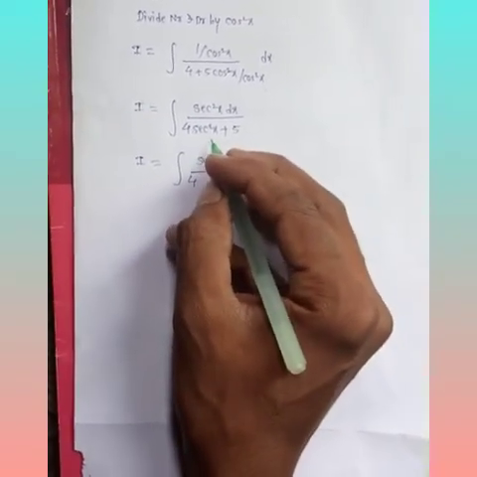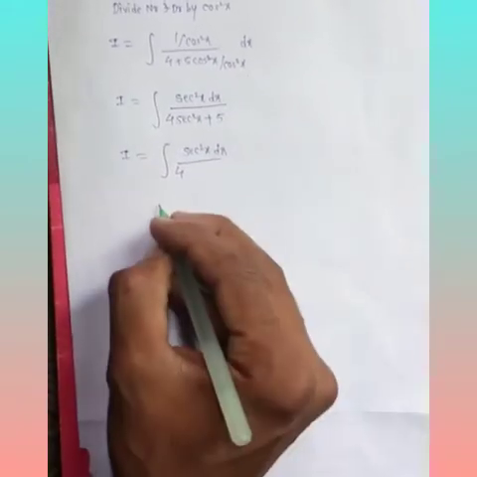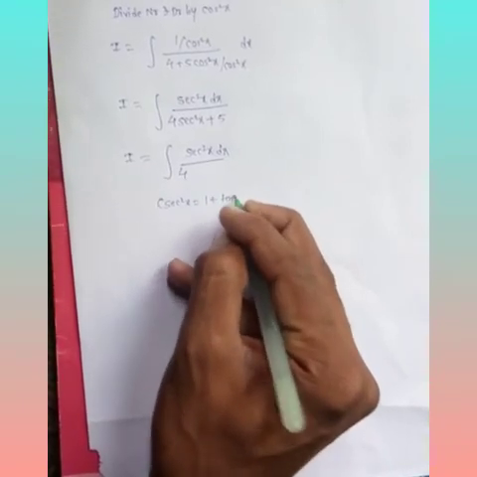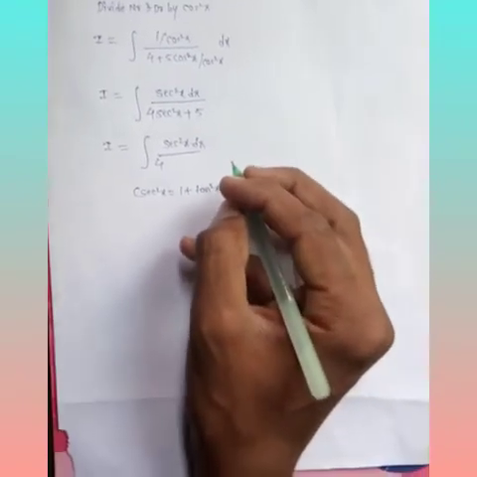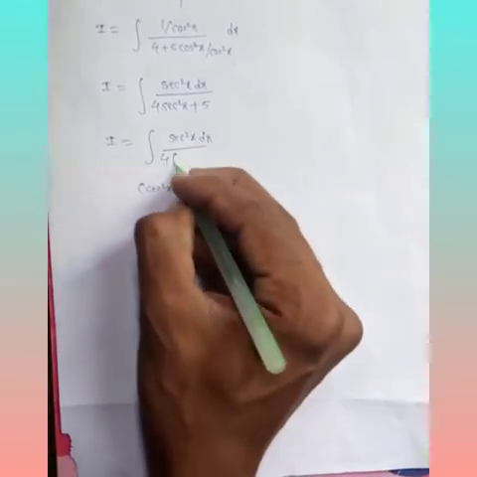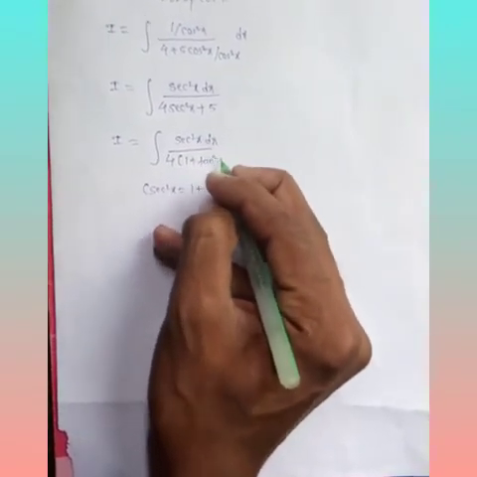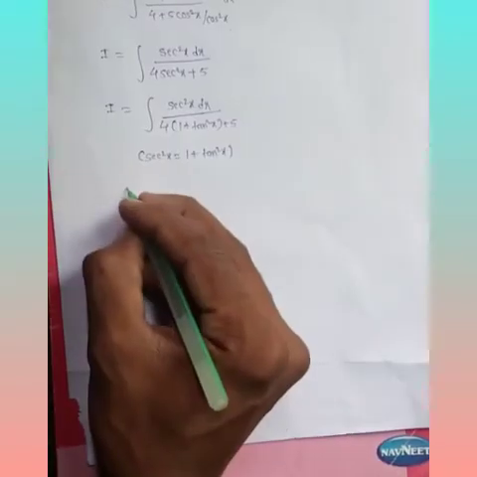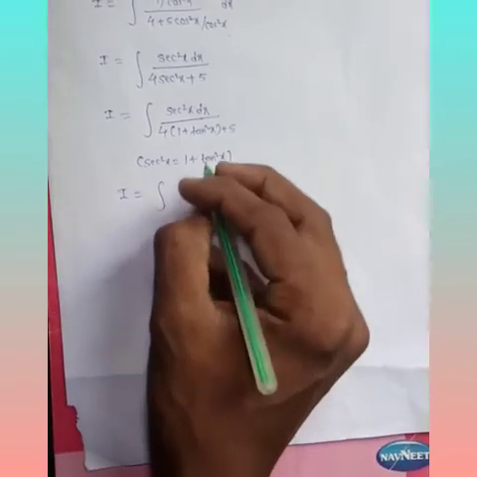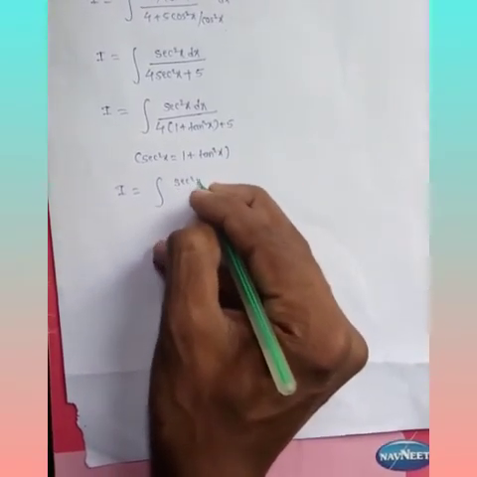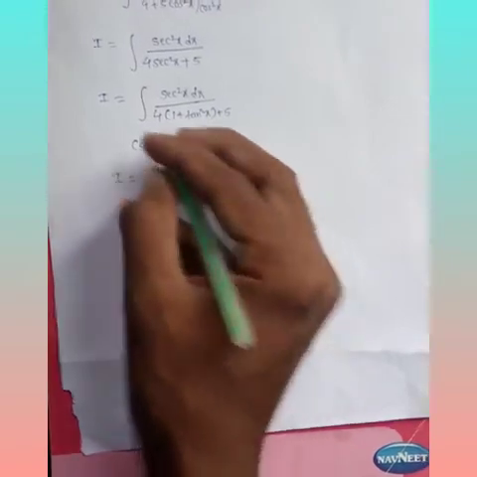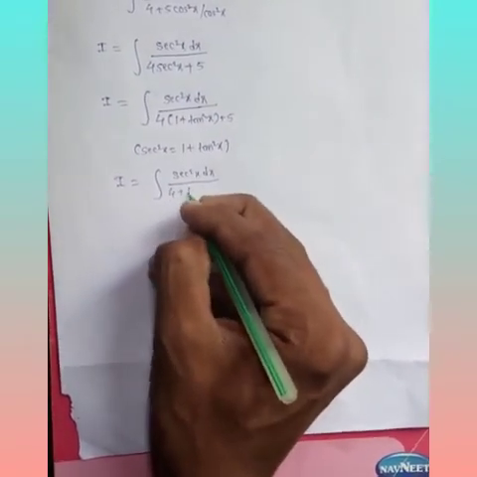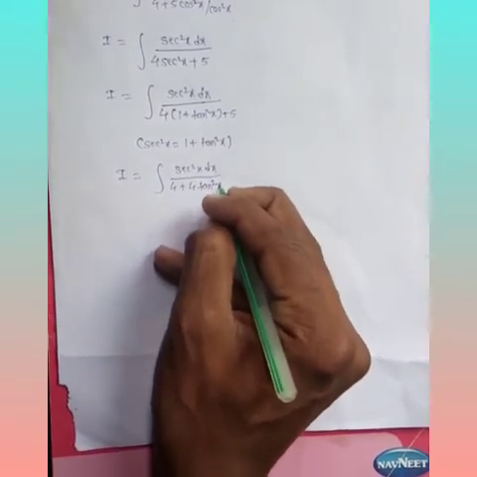We know that sec square x is equal to 1 plus tan square x, which is one of the trigonometric identities. So 1 plus tan square x, plus 5. Now in the next step, I is equal to the integration of sec square x dx upon, now we will multiply this 4 into the inner bracket. We will get 4 plus 4 tan square x plus 5.